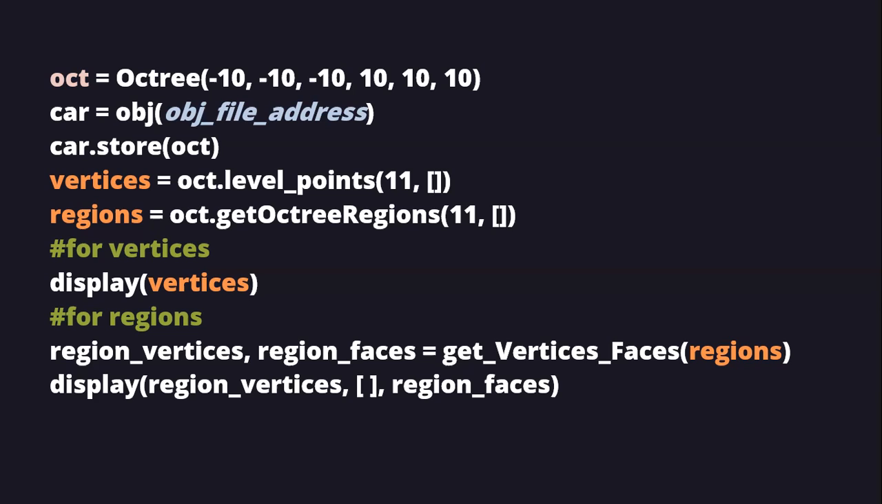For generating the regions, we first had to extract the regions, vertices and faces. So for that, we made another helper function. And now that we had our regions, vertices and faces, we could easily pass those lists to the display function so that it could render a mesh out of them and give us the output that we saw just before the slide.